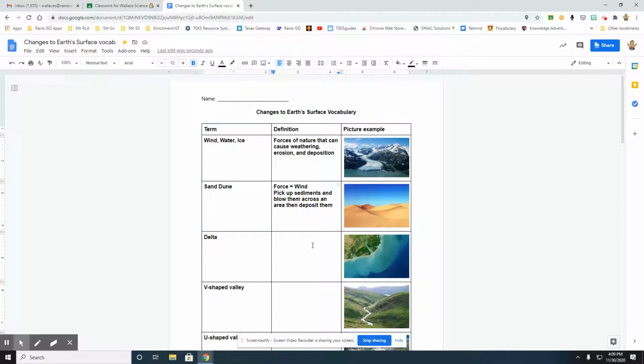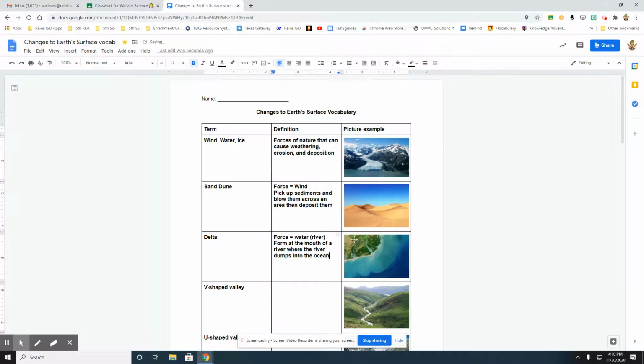All right, let's look at a delta. So we see deltas usually form at the mouth of rivers, which means it's where the river is going to dump into the ocean. So let's think about the force here. The force would be water, because we're talking about a river. And these form at the mouth of a river, where the river dumps into the ocean.